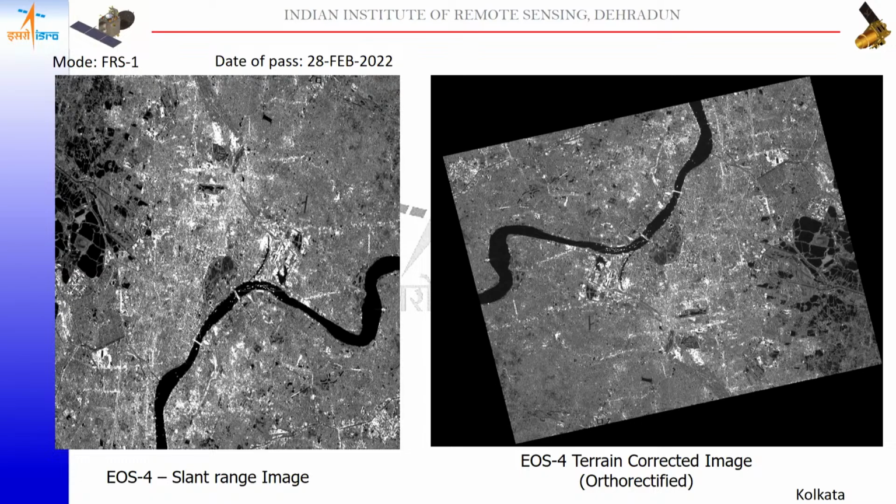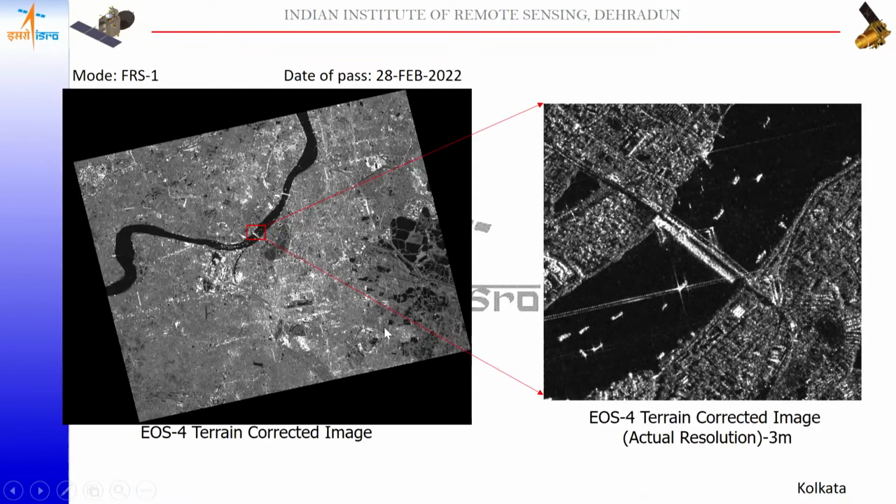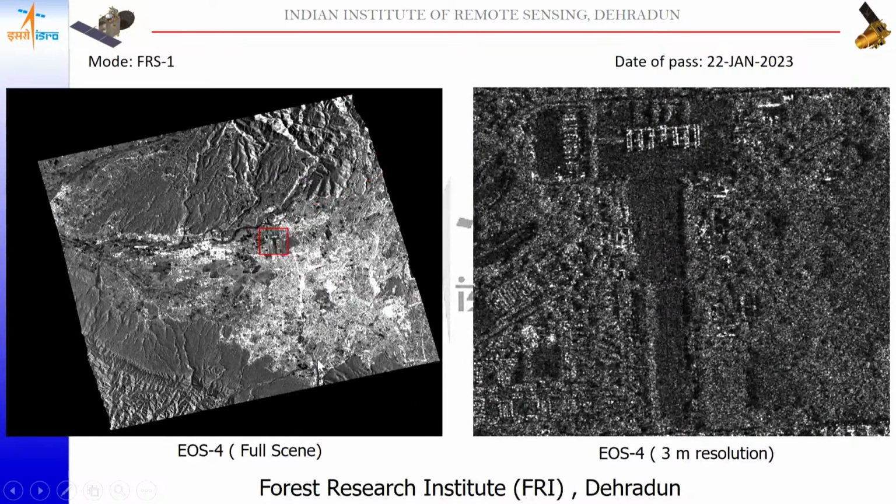And this is another image of the Kolkata region. Here you can see the terrain corrected image. This is how the SAR image looks after all the data processing from level 0, level 1, and terrain correction. You can see this is the Howrah Bridge in the SAR image, and this is the FRI building in the SAR image.